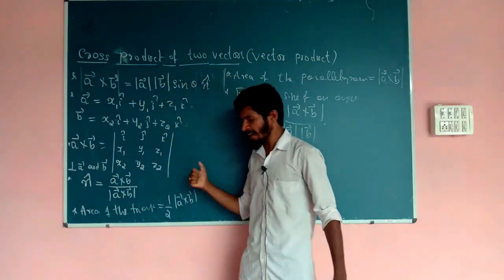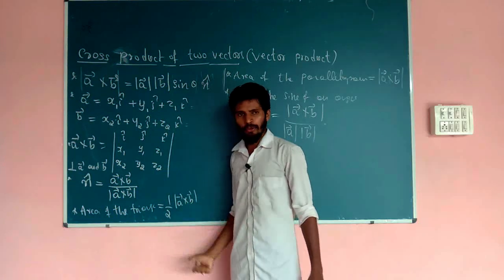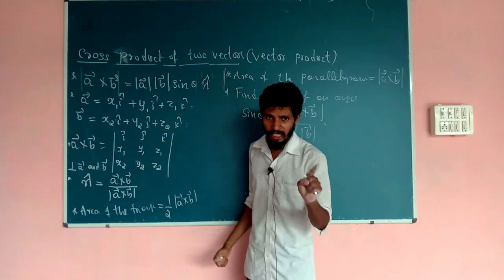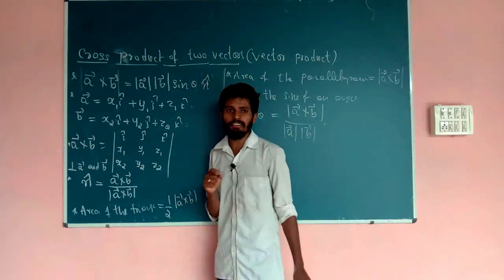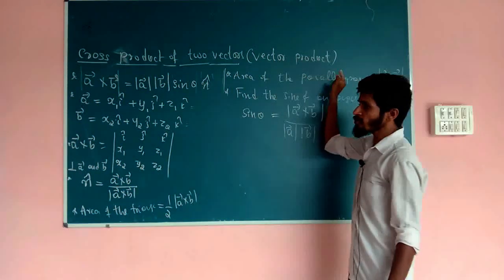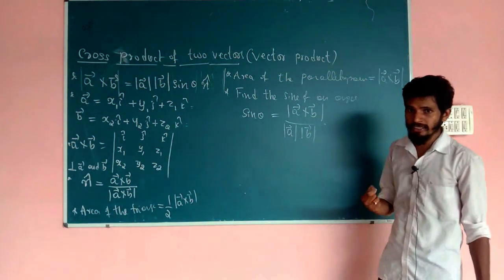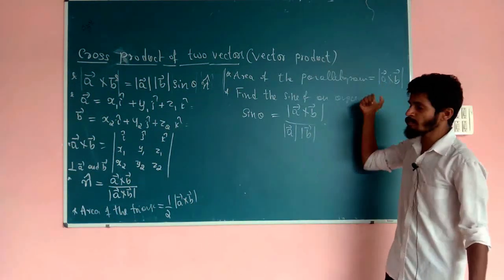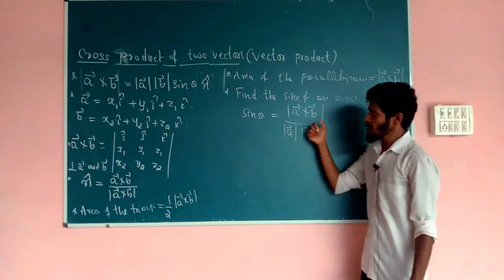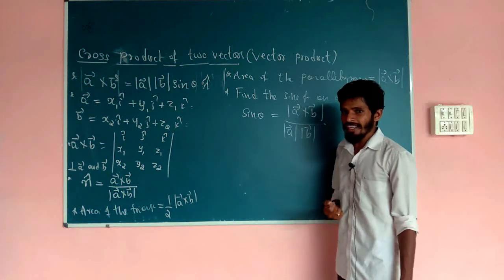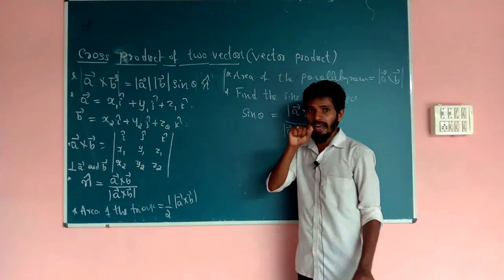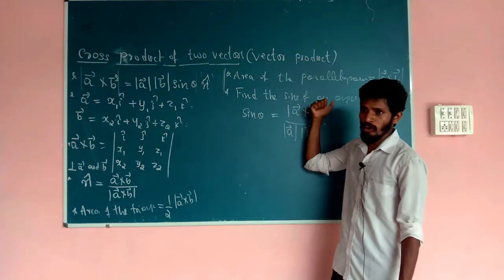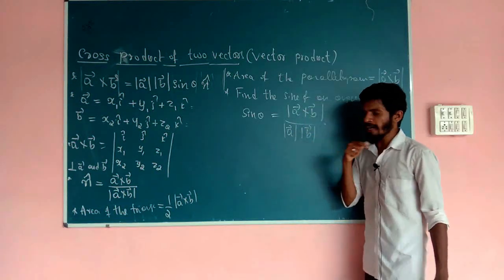Next, area of the triangle. Area of the triangle is half into magnitude of A cross B, where vector A and vector B are the two adjacent sides of a triangle. Next, area of the parallelogram. If vector A and vector B are the two adjacent sides of a parallelogram, then the area of the parallelogram is magnitude of A cross B. Next, if vector A and vector B are given, to find the sine of the angle theta between them, sin theta is equal to magnitude of A cross B divided by magnitude of A into magnitude of B.